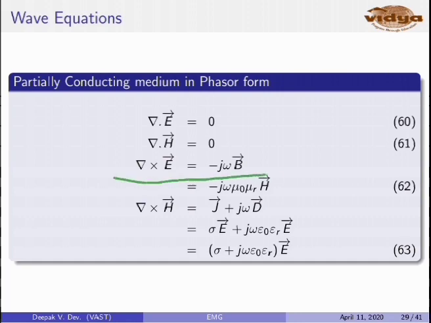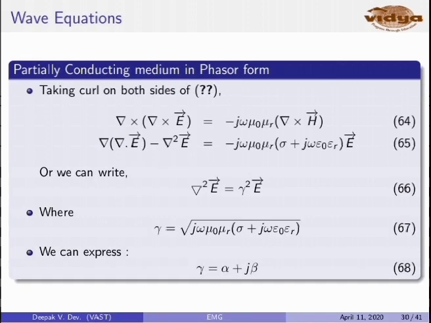First we have to take the curl on both sides of this equation. Then it becomes curl of E is equal to minus j omega mu 0 mu r curl of H. You can substitute curl of H as sigma E plus j omega epsilon 0 epsilon r E, and it becomes this term. Then on the left side, the curl of curl of E can be substituted as gradient of del dot E minus del square E. It is a mathematical identity.